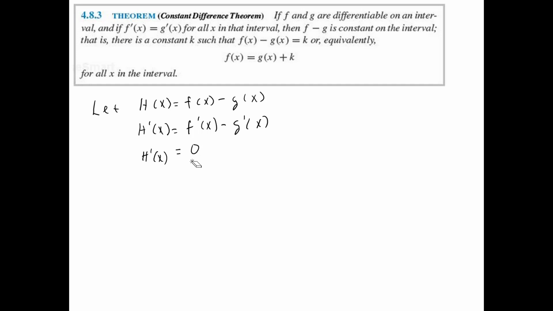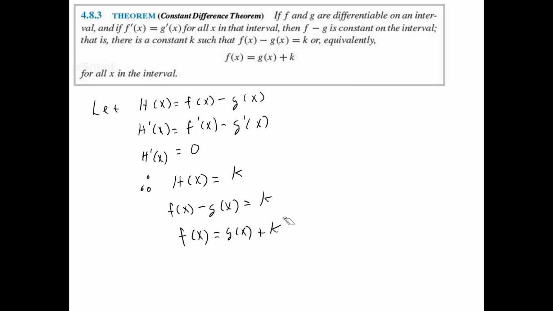And so then that tells me that h of x has to be a constant, from our third part of the last theorem. Therefore, h of x has to equal some constant. And so then f of x minus g of x, because that's what h of x was, has to equal a constant. And so then f of x has to equal g of x plus some constant. And there's the proof.